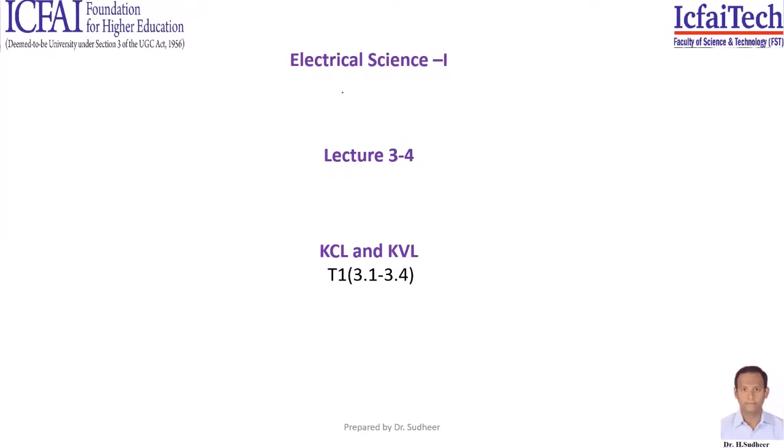In the last class, we studied different types of electrical circuit elements. What is an electrical circuit? How the voltage source or current source are responsible for the flow of electrical current in a circuit, and how the resistors can be connected in series and parallel.